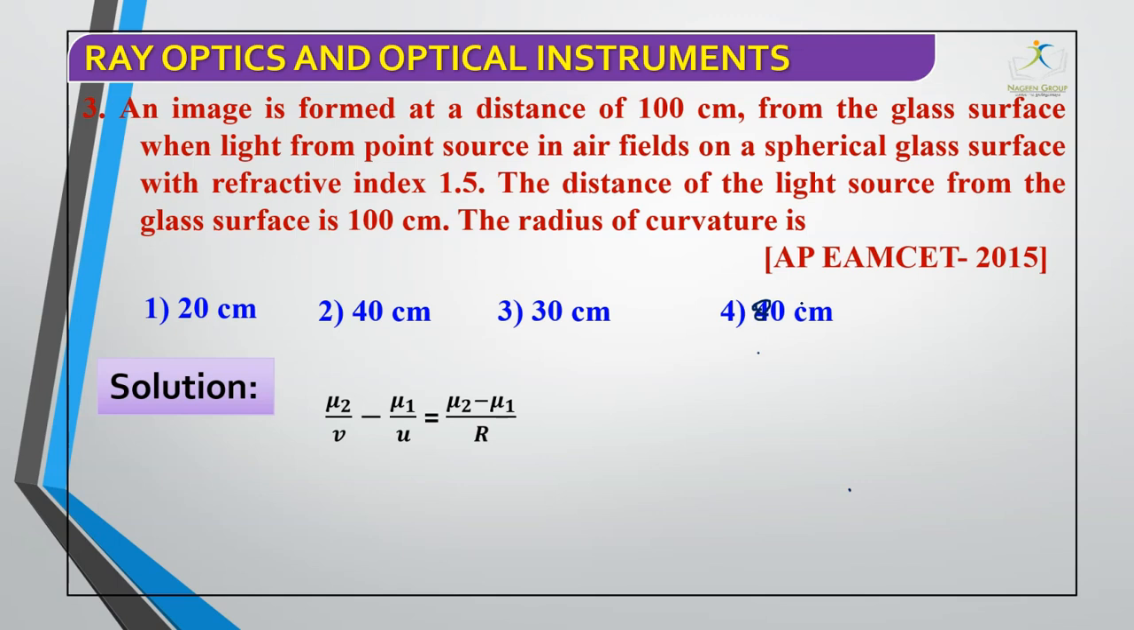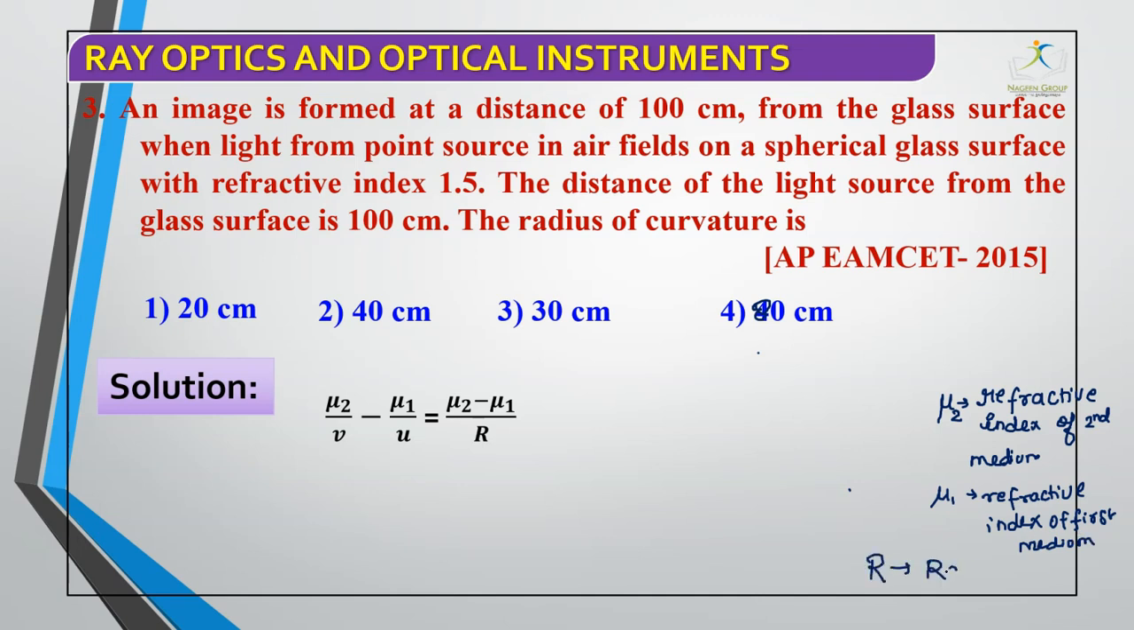So here I am applying the refraction formula for a spherical surface, which is μ2 by v minus μ1 by u equals (μ2 minus μ1) by R. Here μ2 is the refractive index of the second medium, μ1 is the refractive index of the first medium, and R is the radius of curvature. Applying these terms, we get the result 20 centimeter.